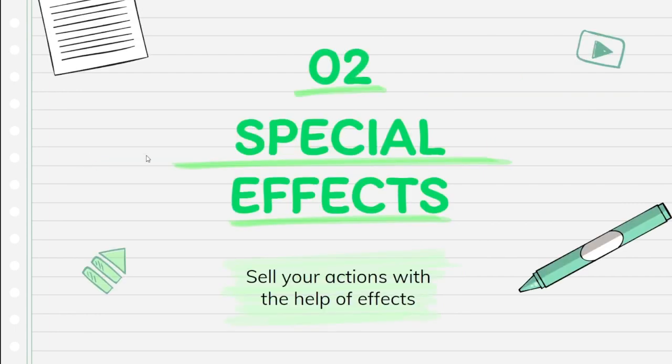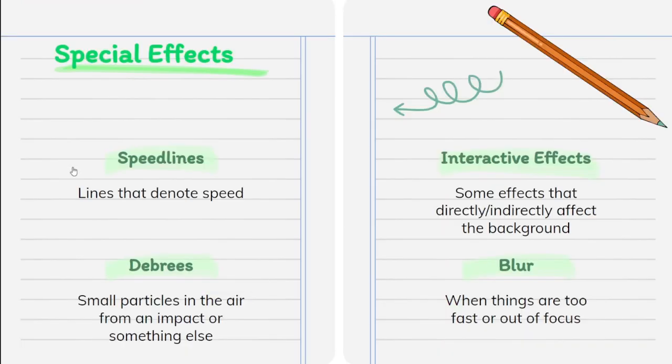So, special effects. If the poses are the meat of the action scene, special effects are basically the seasonings. These are what sell your action by making each movement look faster, each impact stronger, and even show a characteristic of your character. There are a lot of special effects used in webcomics. The ones that I mostly know of are speed lines, debris, interactive effects, and blur.